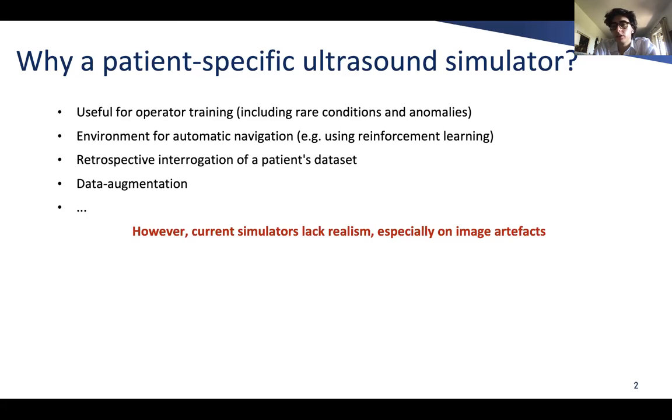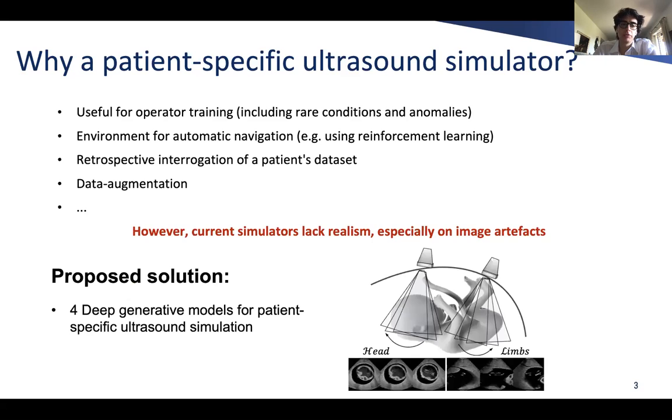However, current simulators are not realistic enough in producing images that look like real ultrasound images, especially regarding ultrasound artifacts. Therefore, they cannot be used for any of the previously stated points. Our proposed solution is to train 4 deep learning architectures in a patient-wise fashion, which will link the inclination and position of the ultrasound transducer to the corresponding images, as shown in the picture.